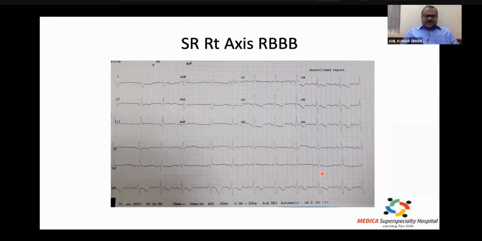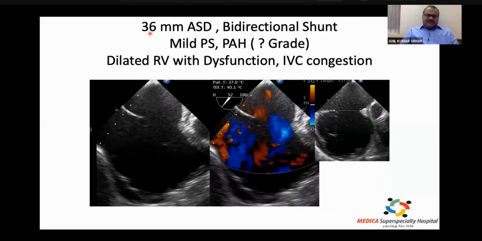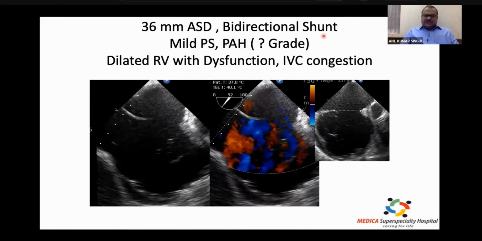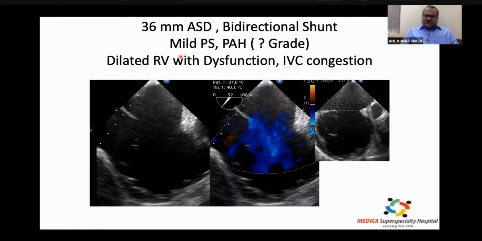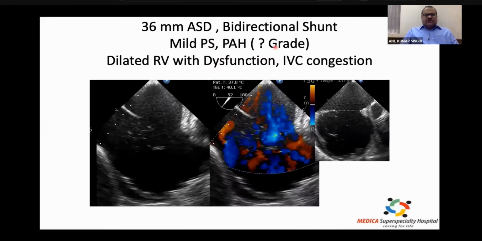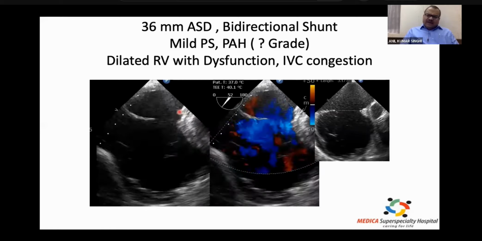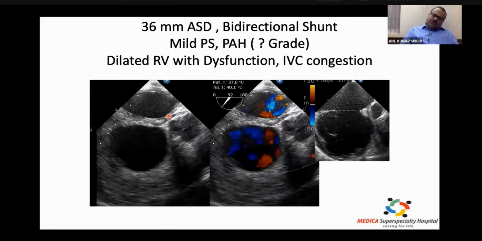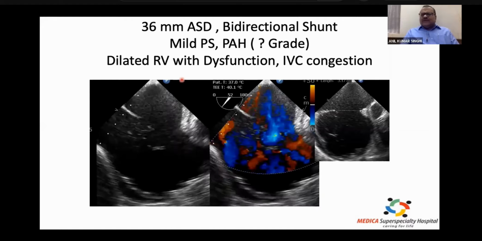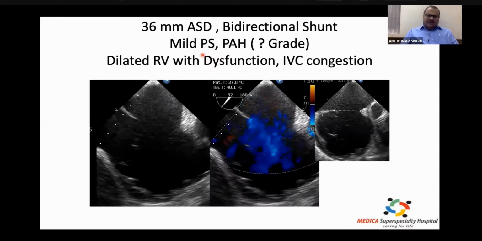ECG showing sinus rhythm with right axis, RBBB pattern. Now this ASD was again a big ASD, 36 millimeter with bidirectional shunt. There was mild pulmonary stenosis, but the TR jet was not very good. So the grade of the pulmonary hypertension I was not sure about because there was some bidirectionality involved, RV dilated and dysfunctional, and IVC congestion. So all these things were not looking very good that this hole is device closable.